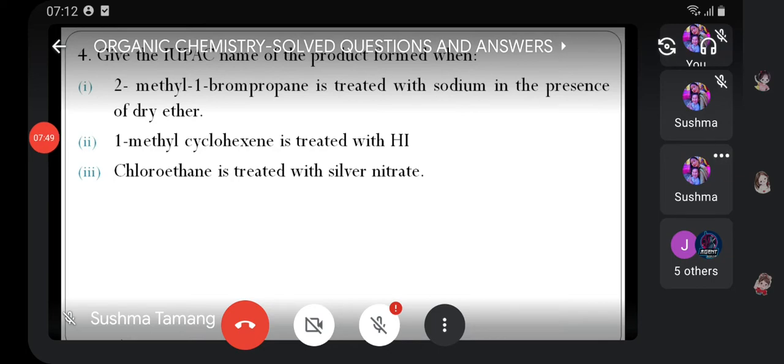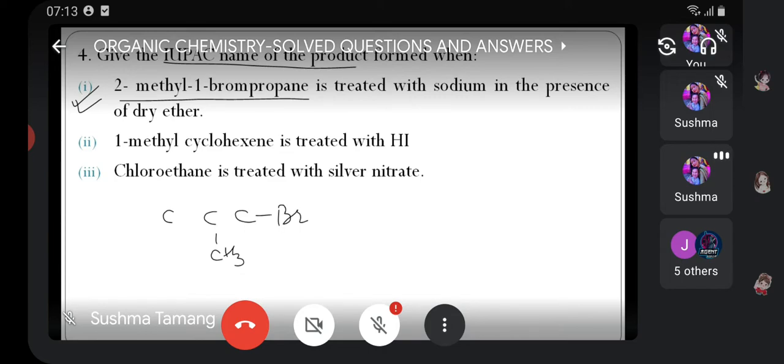Okay, IUPAC name. You need to give the IUPAC name of the product. So the first reactant is 2-methyl 1-bromopropane. Propane means how many carbons? 3 carbons. So what is at 2? Methyl. And what is there at 1? Br is there, right.